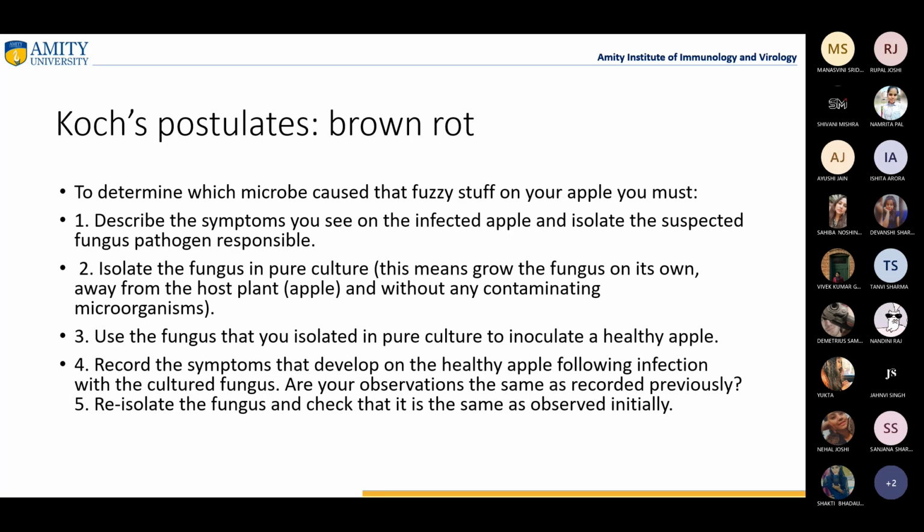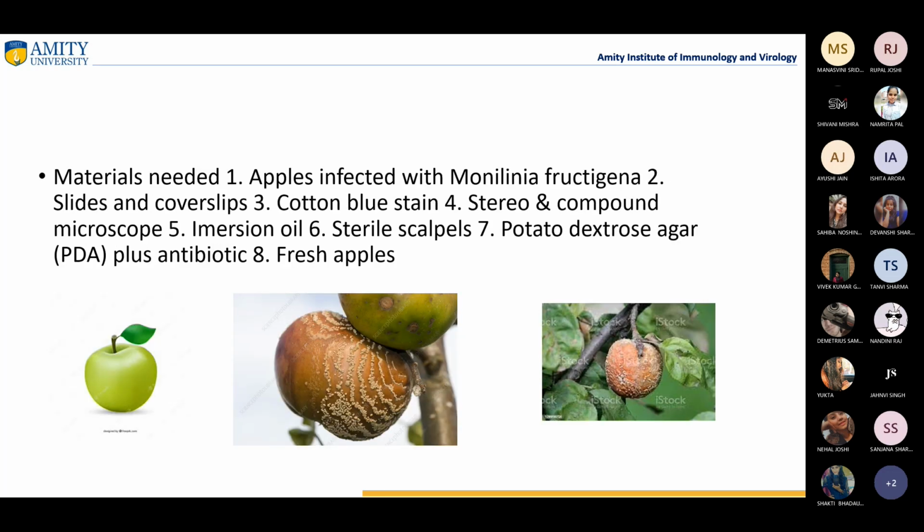Then we use the fungus that we have isolated in pure culture to inoculate the healthy apple. So whatever fungus we isolate from the apple on the potato dextrose agar plate, we are going to inoculate that to the healthy apple. Then we'll record the symptoms that develop on the healthy apple following infection with the cultured fungus. Also, are your observations the same as recorded previously? We need to see a similar kind of symptoms, or a similar colony or fungal growth on the plate, as was observed the first time. So this is how we are going to do this, right?